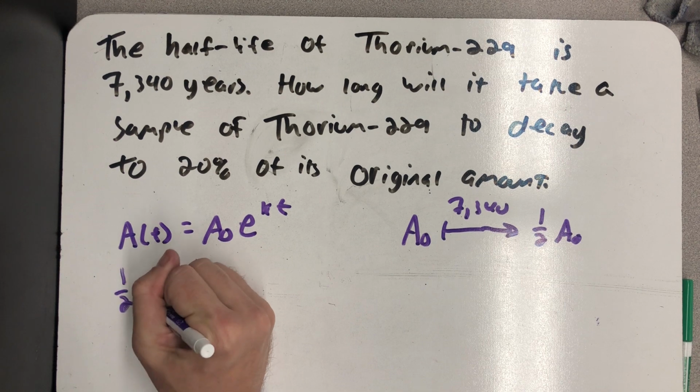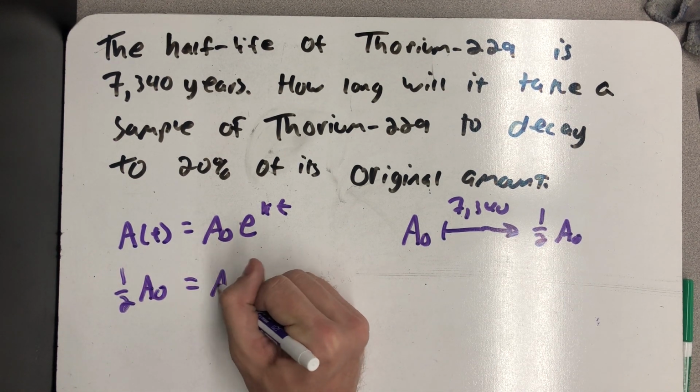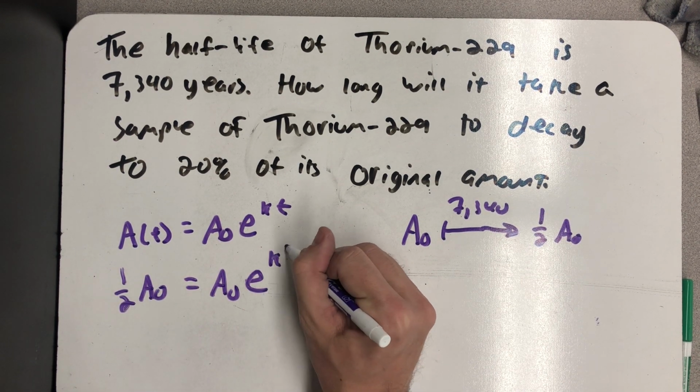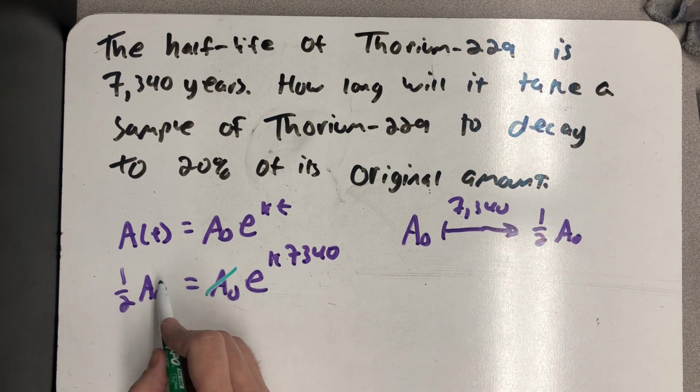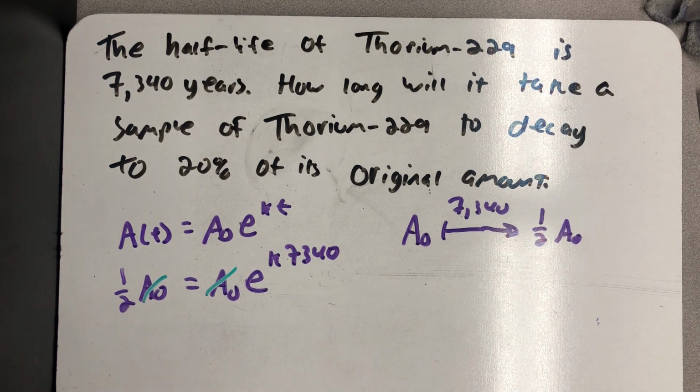I end up with half of A naught after 7,340 years. So I plug in 7,340 for t, and I would get out 1/2 of the original amount. Well, even though I don't know what A naught was, I could imagine dividing both sides by it. And now I have an equation I can solve for k.